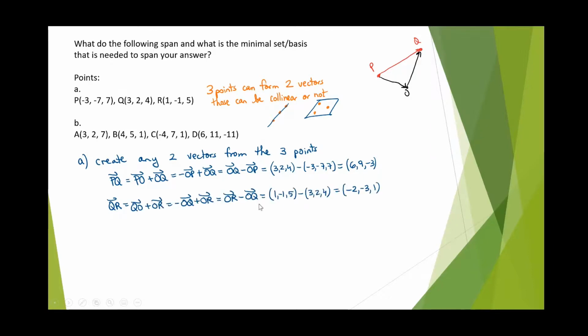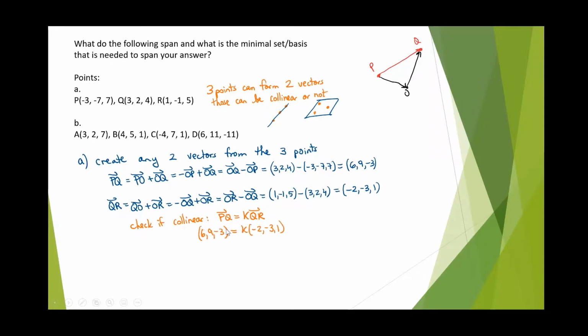Then you do the same thing with QR. You could pause to take a look at the calculations here. I'm just going to move on with the rest of the explanation. So now that we have the two vectors, we want to check if they're collinear. So we had this statement for collinear or not, and we're going to see if we get a contradiction out of this or not.